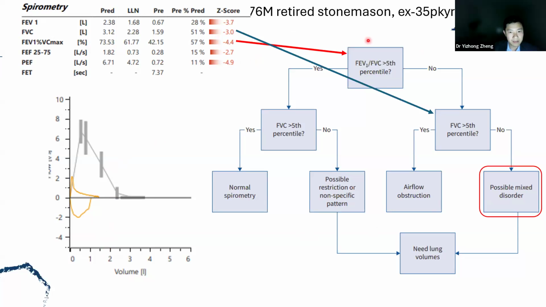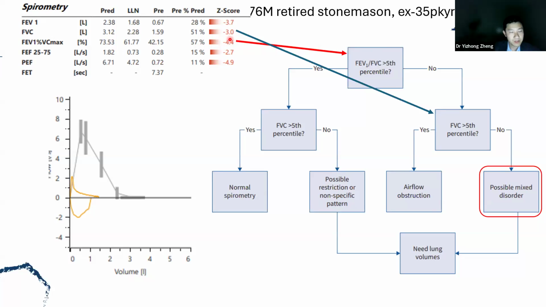So the first step is their FEV1 to FVC ratio. This is the value we use, at least in our lab. So this is 42%. This is their pre-bronchodilator FEV1 to FVC. This is their lower limit of normal, and this is their predicted normal value, i.e. the 50th centile, based on the demographic data, the normative values that were entered. So in this case, it's 57% of predicted, a Z-score of negative 4.4. So this is consistent with obstruction.